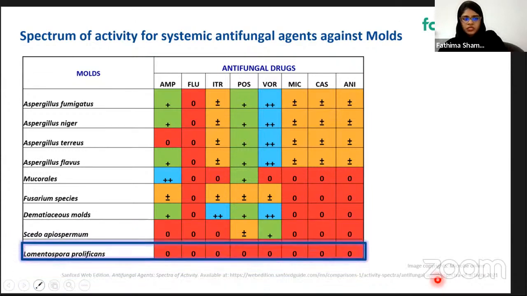Next, we have Lomentospora prolificans. This is resistant to most of the antifungal agents. As you can see here, full red boxes with a 0 mean no activity, and higher MIC values for most of the antifungal agents. The higher the MIC, the less effective. Always remember this. So if a patient is infected with Lomentospora prolificans, how are you going to treat this infection? We will get into it in a while.